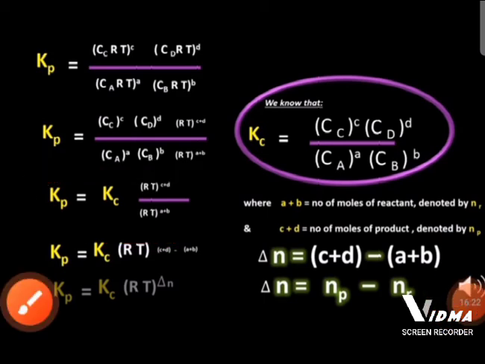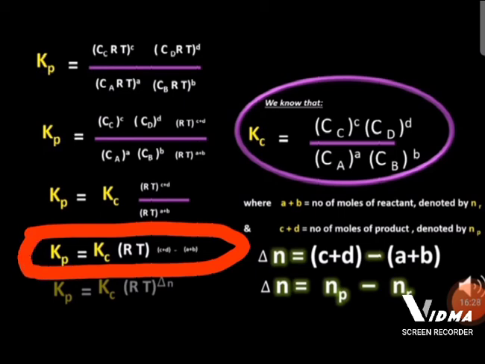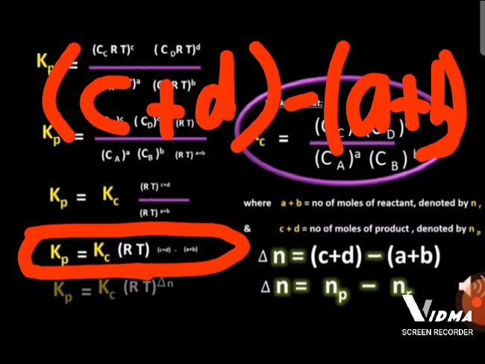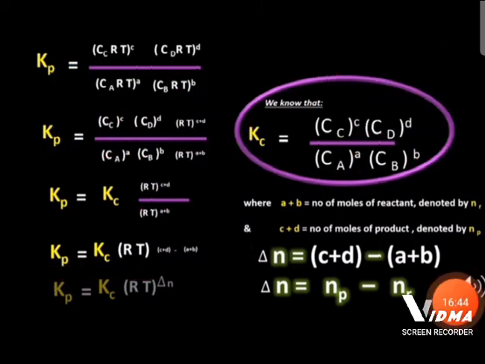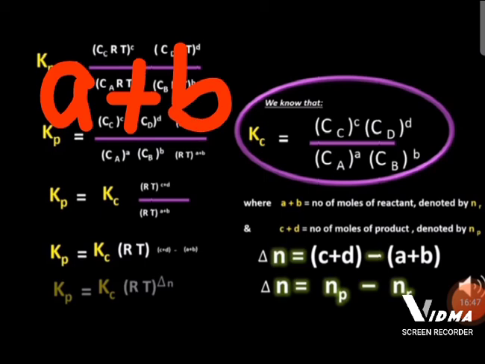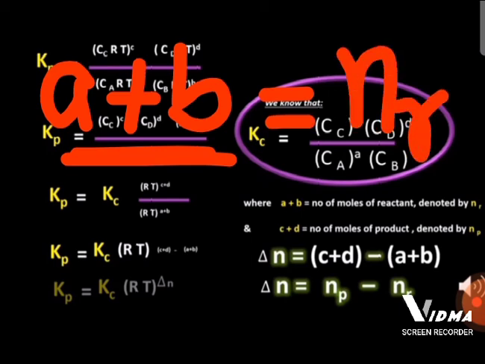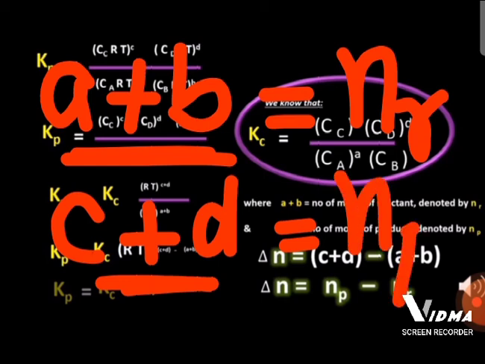Now let us further simplify. Again we take RT as common. Then we get Kp is equal to Kc, RT raised to the power of (c plus d) minus (a plus b). Please remember this. This is the formula. Now we must remember here a and b are the stoichiometric coefficients of reactants, which represent number of moles. So in place of a plus b, we can write number of moles of reactant. And c plus d are the stoichiometric coefficients of products, so in place of c plus d, which means number of moles of products C and D, we can take number of moles of product, nP.